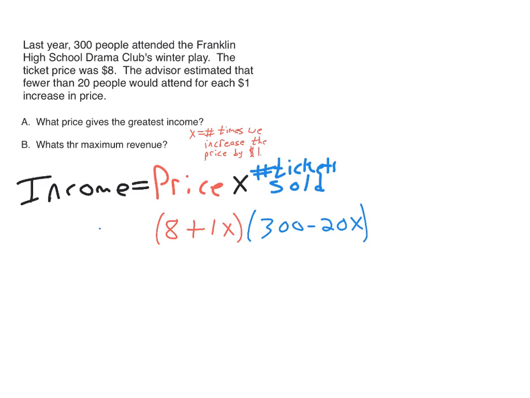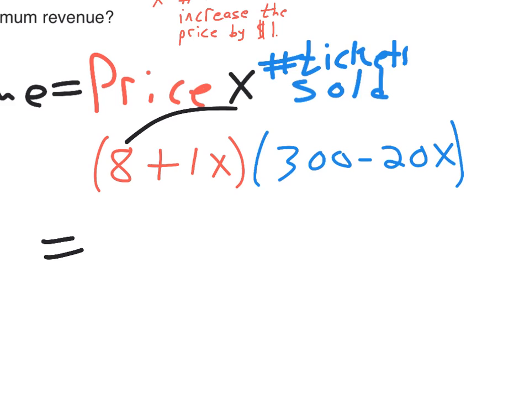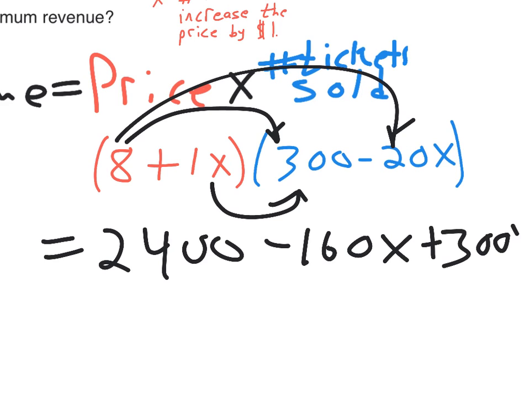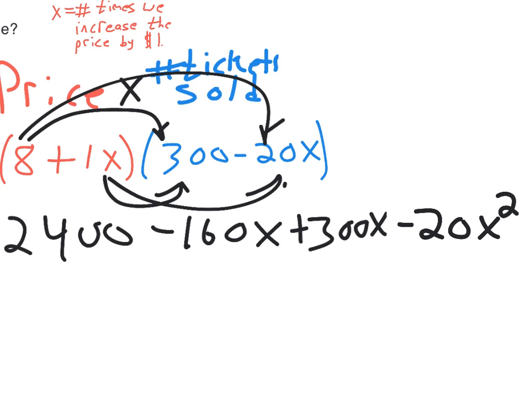So this is an equation that represents the income. We want to maximize it. And you should be able to recognize that the equation is a quadratic, because if you multiply these two binomials, first do 8 times 300, then 8 times negative 20x. 8 times 300 is 2400, 8 times negative 20x makes negative 160x, then 1x times 300 makes a positive 300x, and 1x times negative 20x makes negative 20x squared. So there it is.